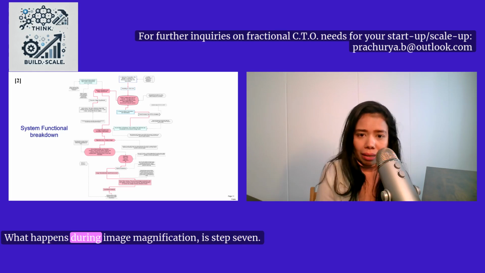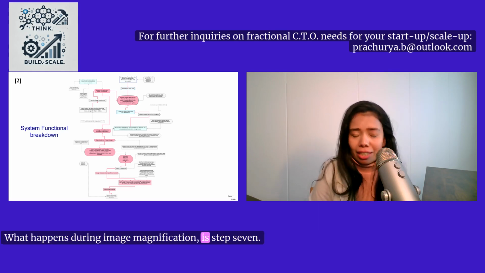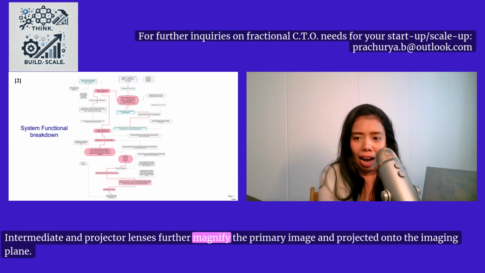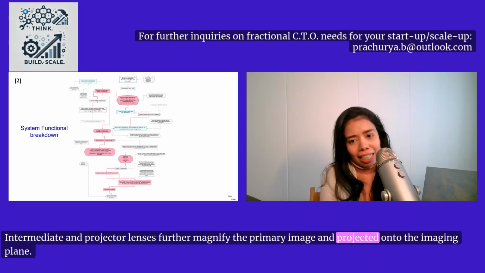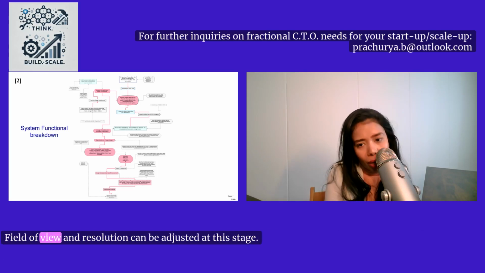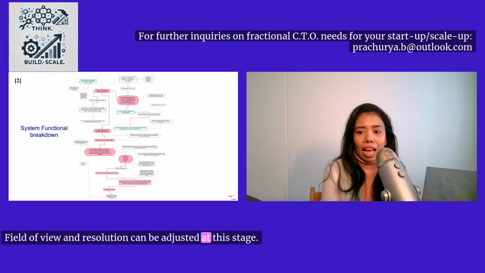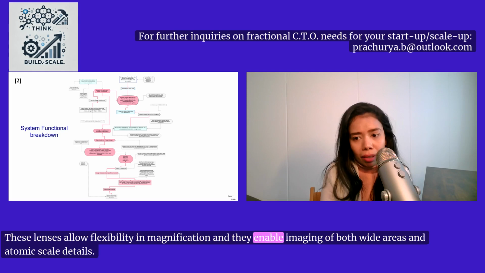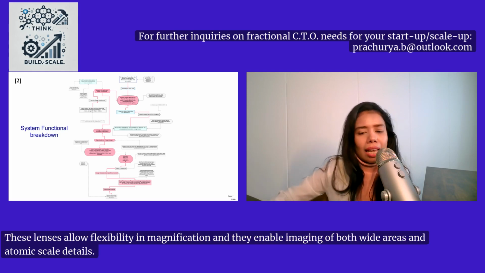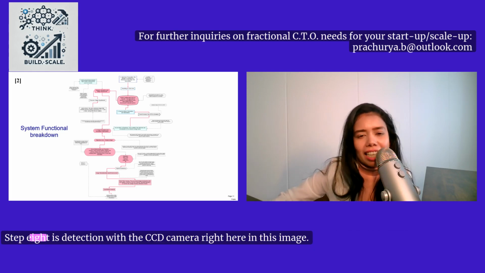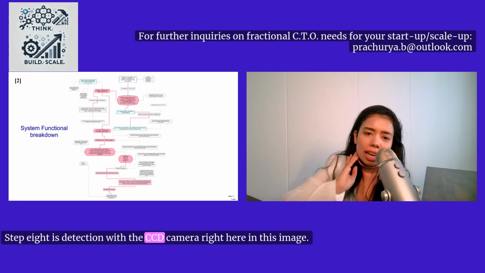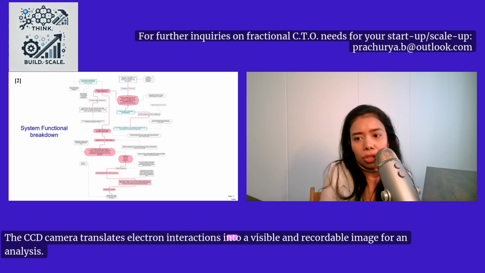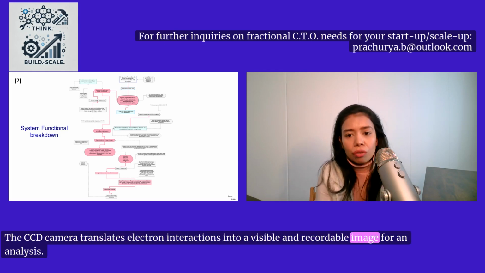What happens during image magnification, which is step 7? Intermediate and projector lenses further magnify the primary image and project it onto the imaging plane. Field of view and resolution can be adjusted at this stage. These lenses allow flexibility in magnification, and they enable imaging of both wide areas and atomic scale details. Step 8 is detection with the CCD camera. Right here in this image, the CCD camera translates electron interactions into a visible and recordable image for analysis.